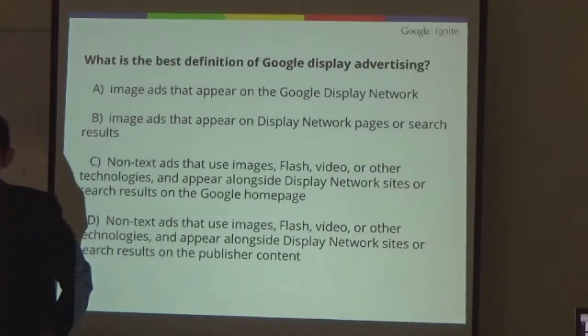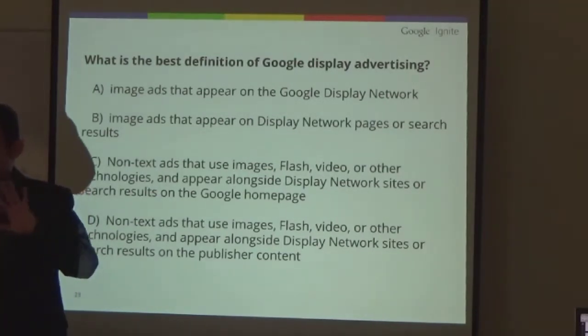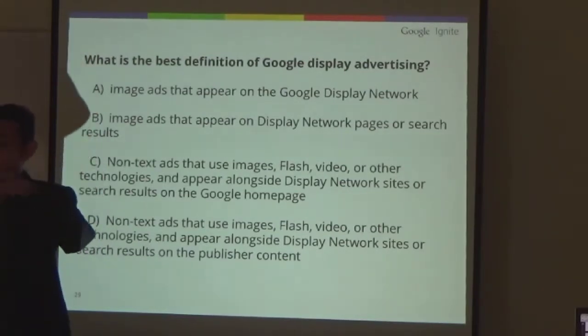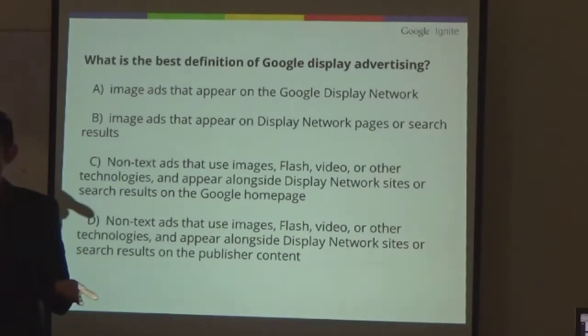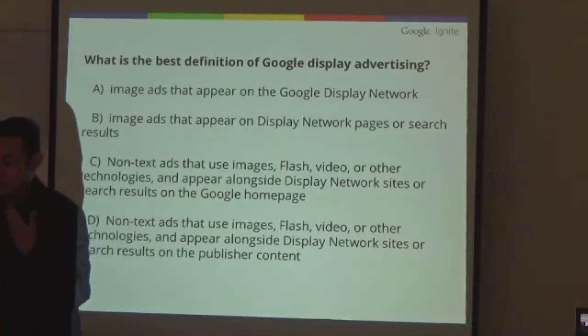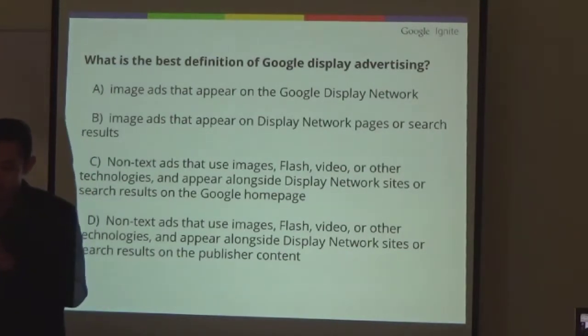How about B? Image ads that appear on display network pages or search results. True or false? Come on. Ladies and gentlemen, if you participate with me, you are the one who is going to learn more from these kinds of scenario questions, not me. What do you think about B? Is that how we define GDN? No, GDN is not on the search results page. You will not see that. It's only meant for network pages. So it's false.